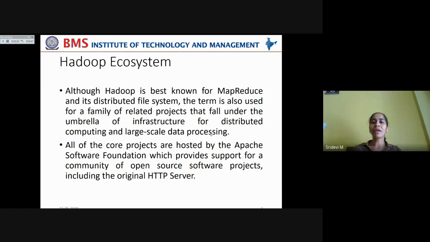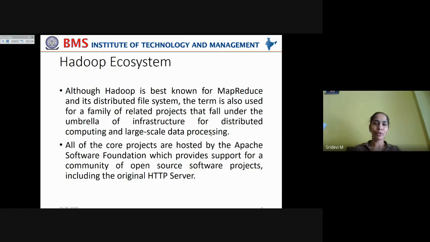So when I say HDFS, you should immediately remember a key term, distributed computing. And when I say MapReduce, it should immediately strike your mind that it is used for large-scale data processing.